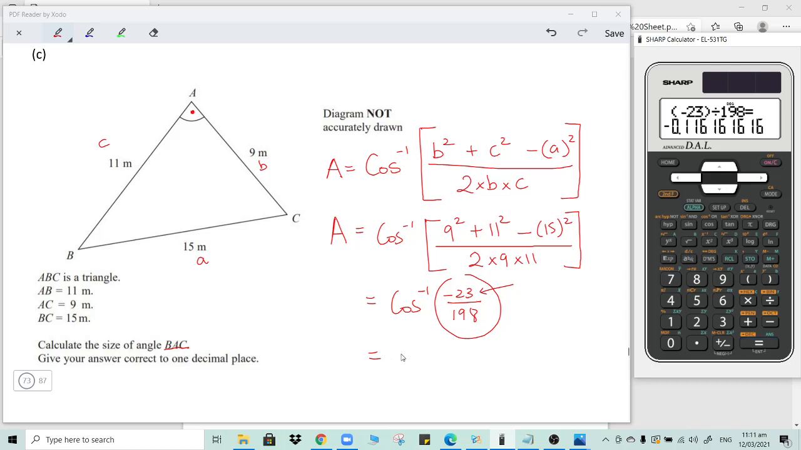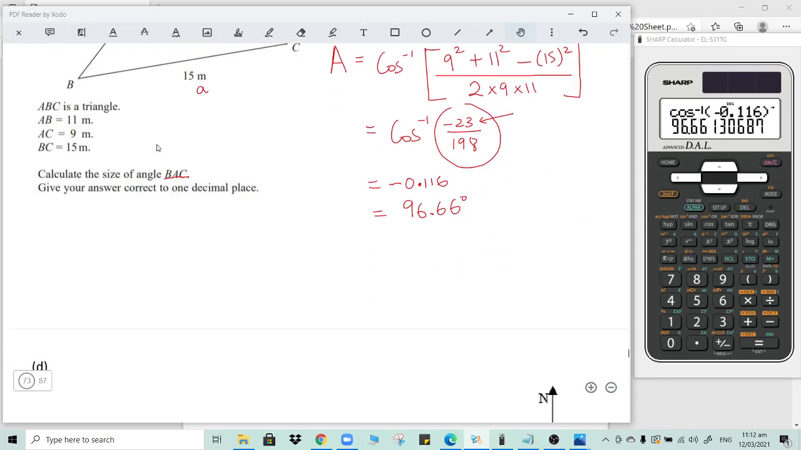So when you divide these two, you're going to get minus 0.116. I'm just going to 3 decimal places. And now we have to cos inverse this. So second function, cos minus 0.116. You notice I did not ignore my minus sign. It's super important. And when I do that, I get 96.66 degrees. And that's the end of the question. This angle here is 96.66 degrees. Look at that. Right? Not too bad. So, save in case we need to go back.